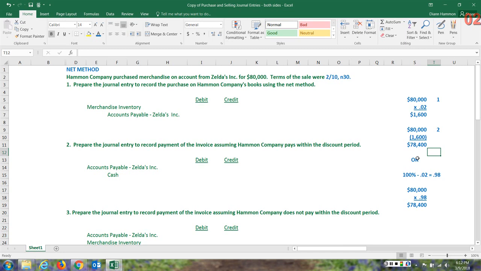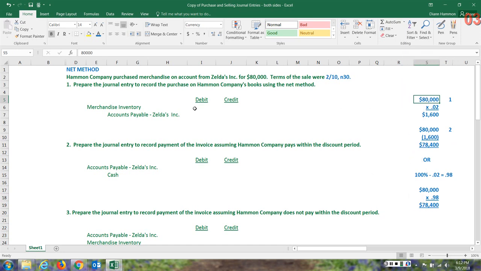A second way you can calculate this, if you realize that paying the full amount would be 100%, you can subtract the 2%, and that means that you will be paying 98% of that amount. And so this is what you see in the bottom, 80,000 times the 0.98. Notice that it's the exact same amount as we found when we did the two-step process above. So whichever way you're comfortable making this calculation, the amount will be the same.